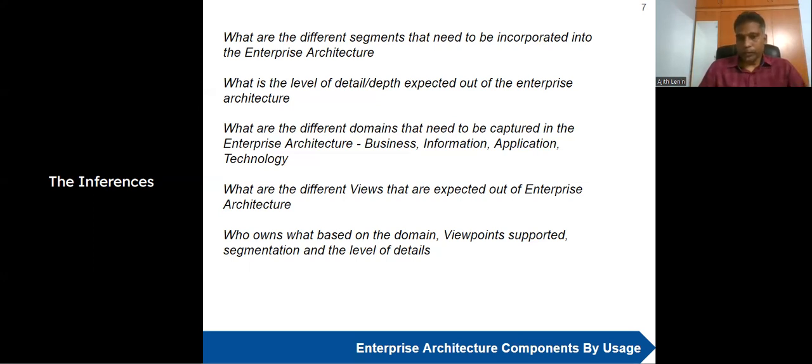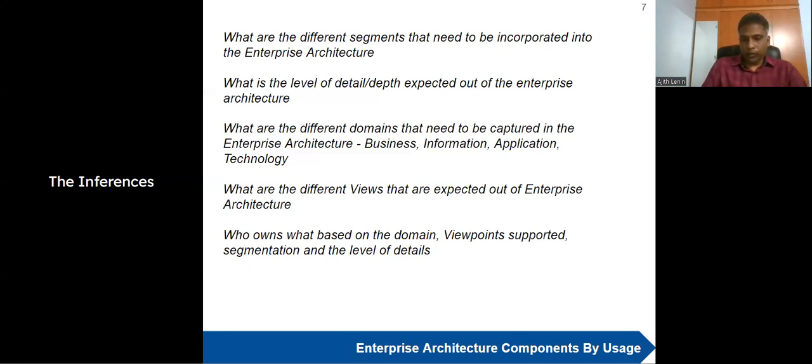We looked at how to capture the viewpoints. And then finally, we said we can define who owns what based on the domain. Who are the stakeholders going to contribute towards each of these domains? What viewpoints are supported? What segmentation and level of detail are we looking at? On a contribution perspective, we will be able to define who is going to own that. And with these inferences, we would be able to make some decisions and define a set of requirements for the lower levels. We will see how these requirements help us in the lower levels.